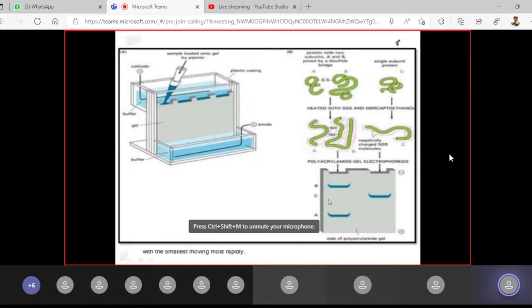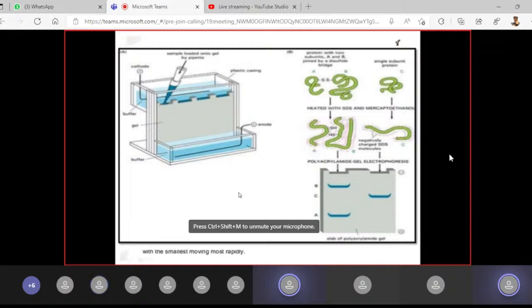Hemoglobin. It should be 4. Four. Yes, 4 subunits it has, but what did I tell you? Two bands. 2 bands only, because the separation is based on the size.